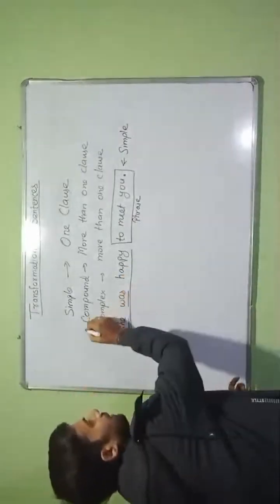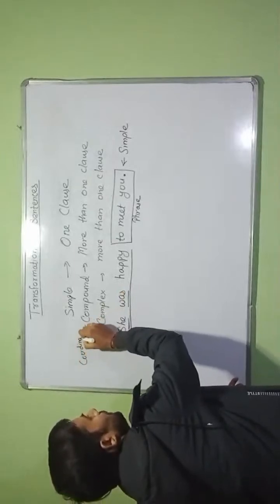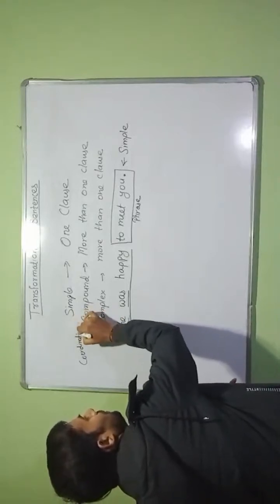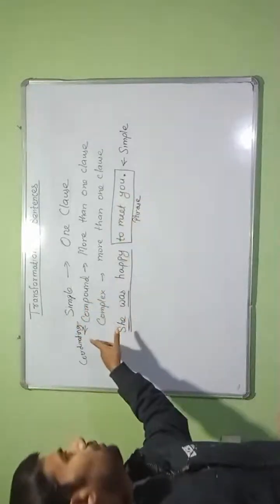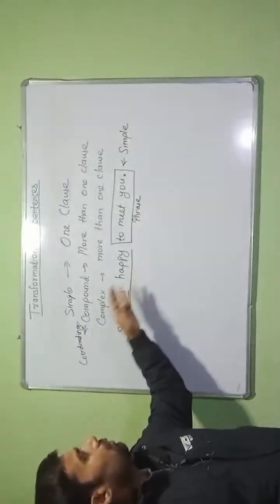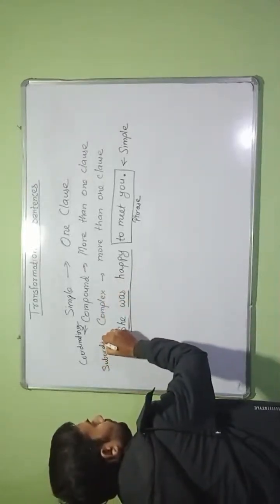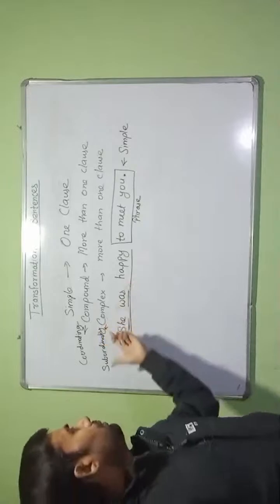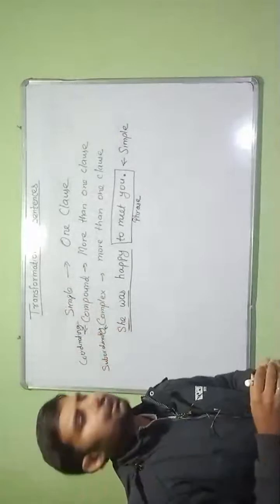You remember, in compound sentences we have coordinating conjunctions. What type of conjunctions do we have? Coordinating conjunctions. So whenever you want to change from simple to compound, you need to add a coordinating conjunction. But when you want to change from simple to complex, you need to add a subordinating conjunction. So here you need to change it to complex, so you have to think of something with a subordinating conjunction.